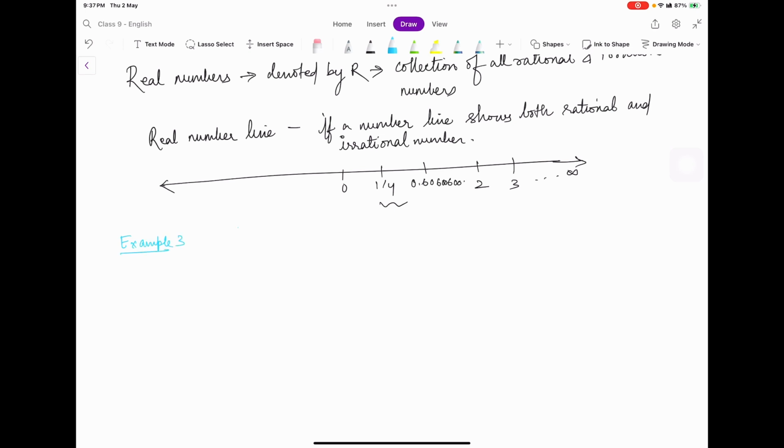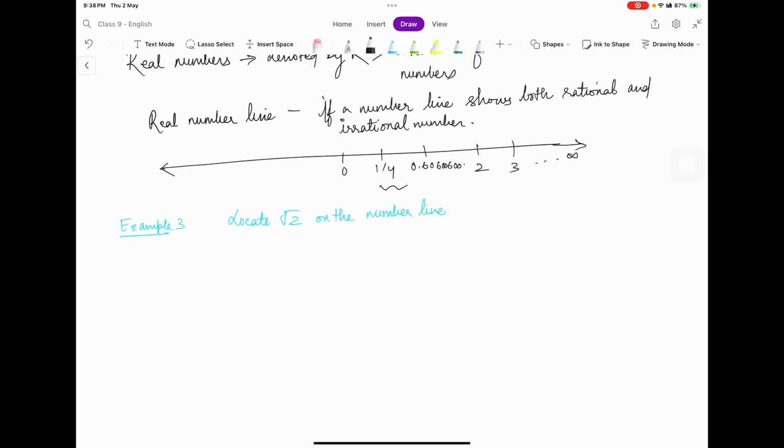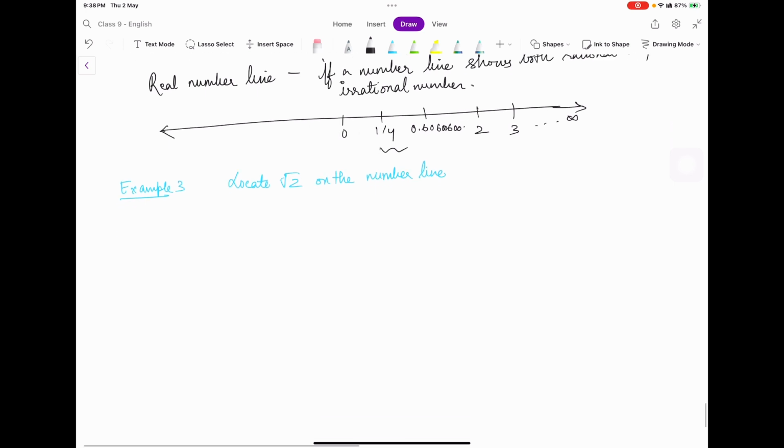Example: we locate root 2 on the number line. As I've already said, I will be discussing only the method. The theory part and everything, you have to write. Whatever I am telling, you have to write that in the exam. But I am not writing it because it will take a long time. I am just telling the method.